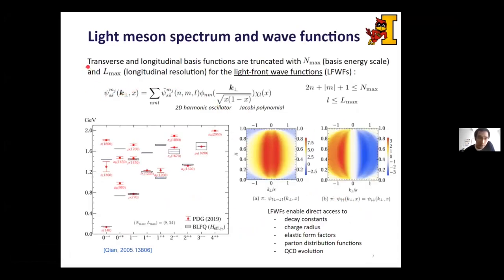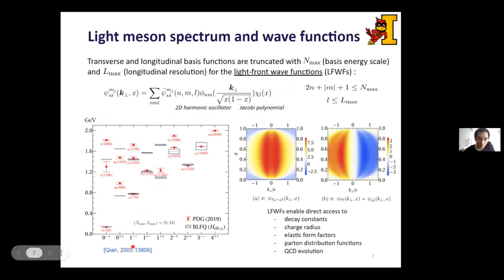And then it's a basis function approach. The basis function consists of a transverse and longitudinal part, and they are truncated separately. In the transverse direction, we use the 2D harmonic oscillator, as you can see here, and the Mx basically controls the energy scale of the oscillator. And in the longitudinal direction, we have the Lmax, which controls the longitudinal resolution. Together, they give us the light-front wave functions.